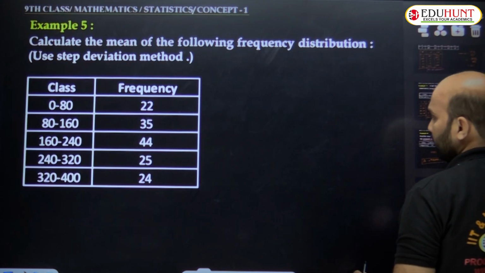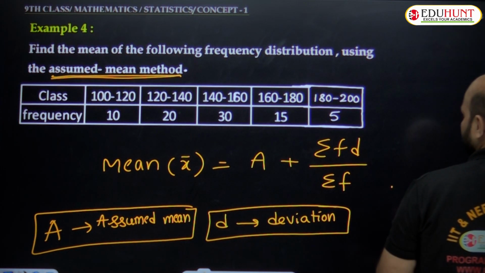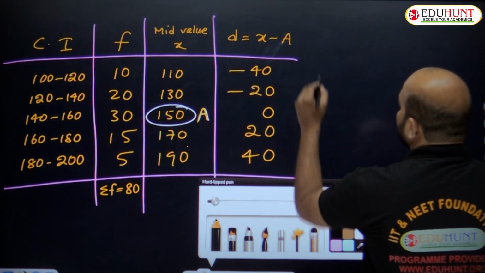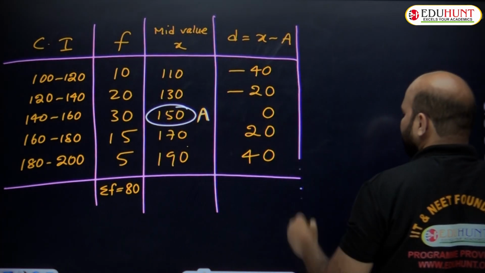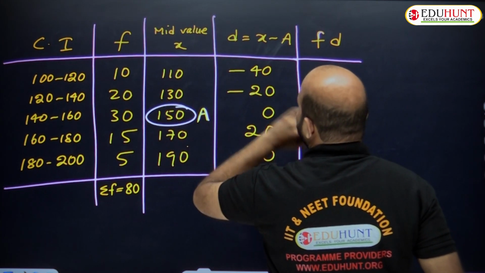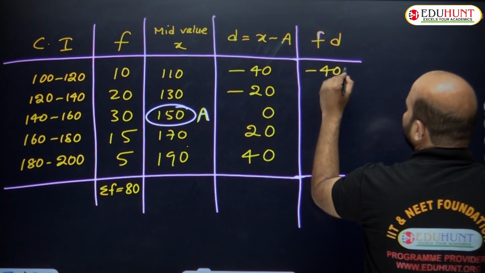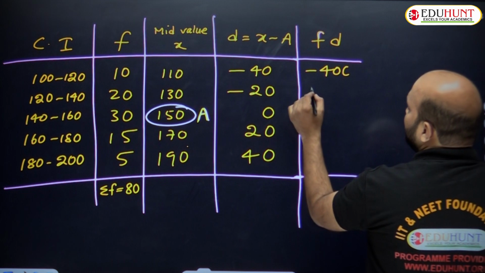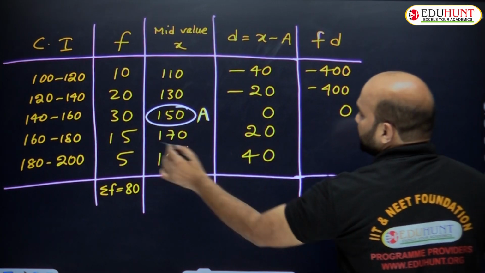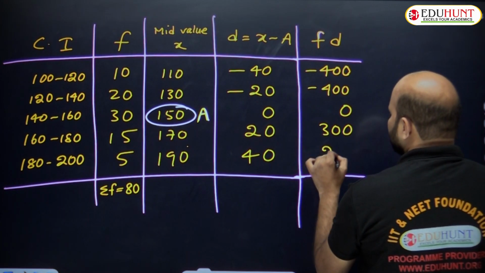So next we need to find f into d. Am I clear? f into d. So what is the next column? f into d, that is the final column, fd. So f is the frequency, and the d values we already have, 5 values. 10 into minus 40, minus 400. 20 into minus 20, minus 400. Am I clear? Next one, 30 into 0, 0. Next one, 15 into 20, positive 300. 5 into 40, positive 200.